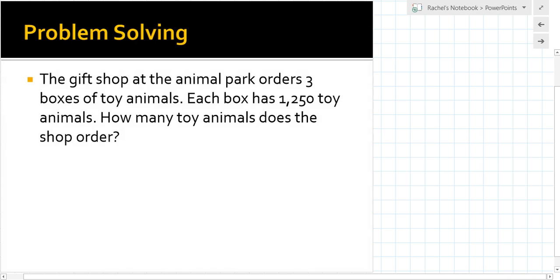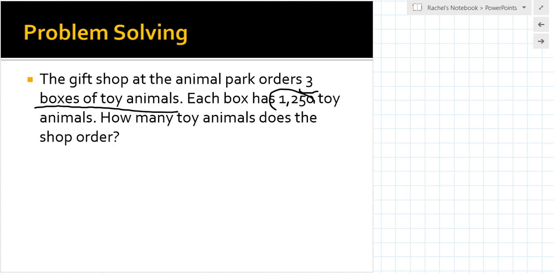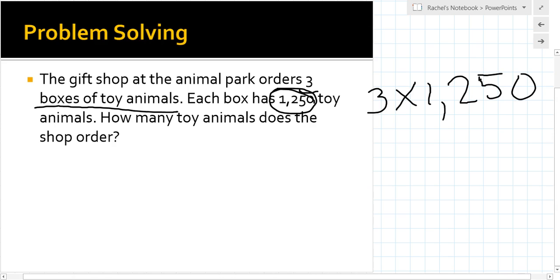For our last example, we looked at what it would be with a word problem. The gift shop at the animal park orders 3 boxes of toy animals. Each box has 1,250 toy animals. How many toy animals does the shop order? Since the 3 boxes of toy animals have the same number in each, it's like adding 1,250 three times. Repeated addition is the same thing as multiplication. So the problem we're looking at is 3 times 1,250.